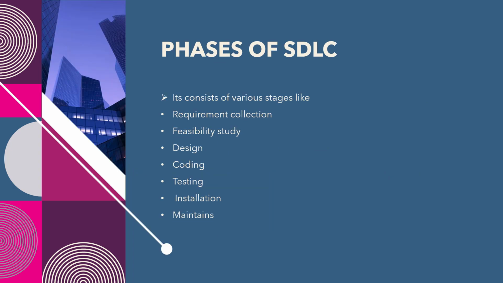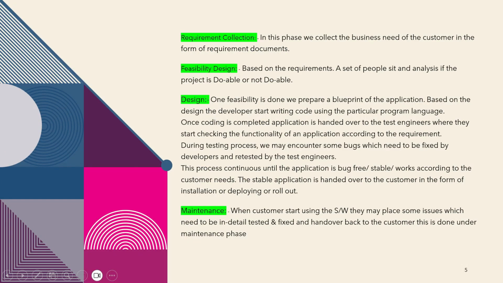Phases of SDLC. It consists of various stages like requirement collection, feasibility study, design, coding, testing, installation, and maintenance. So every company follows these stages to develop any product. If you are planning to join any company in the testing industry, you can see every company following these stages. So let's start with requirement collection.